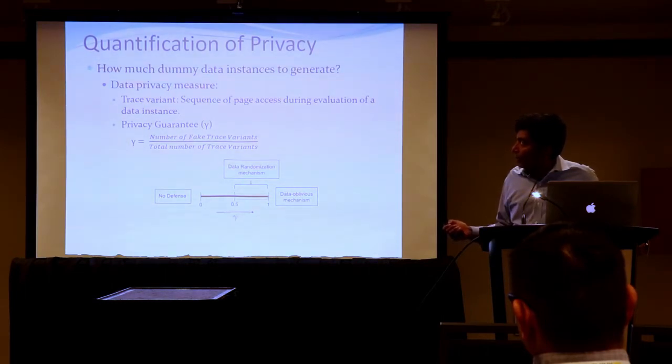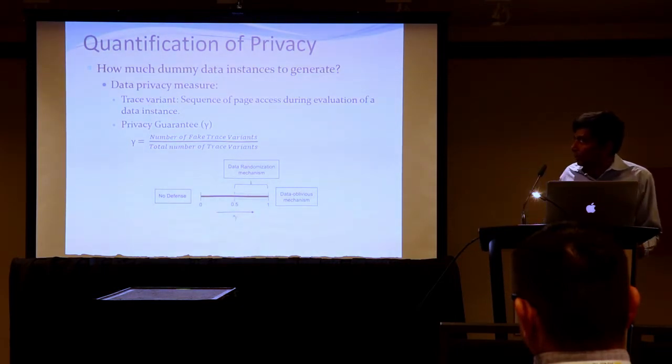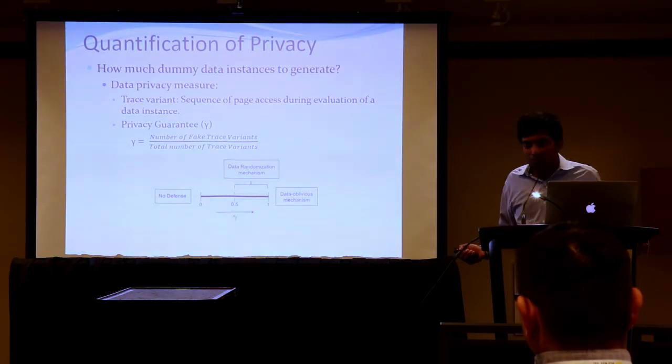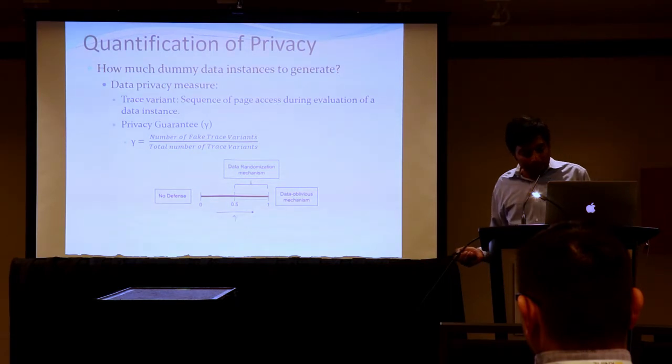The trace variance means the sequence of page accesses during evaluation of a data instance, and the privacy variance gamma will be the number of fake trace variance divided by the total number of trace variance. When there is no defense, gamma should be close to 0, and with a fully defended or oblivious solution, meaning no side channel attack can be successful, gamma will be close to 1. In this paper, the author showed that if you set gamma equal to 0.5 or 0.7, you can achieve better performance in terms of speed, but you sacrifice some privacy, which is at a tolerable level.